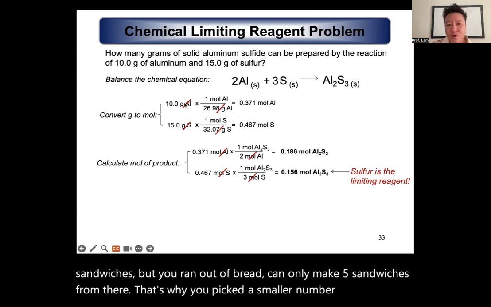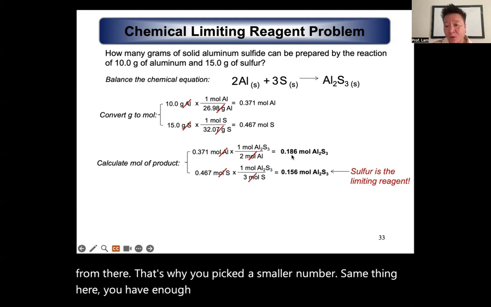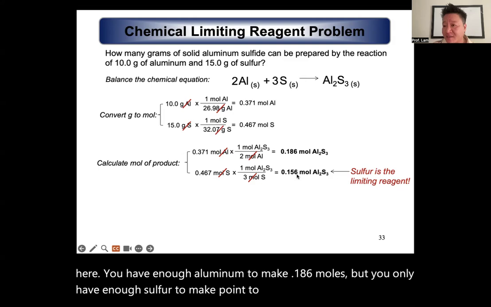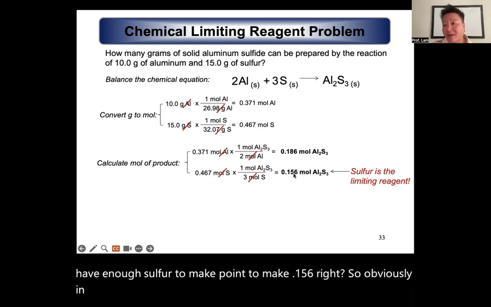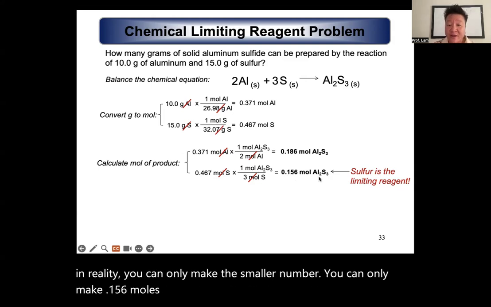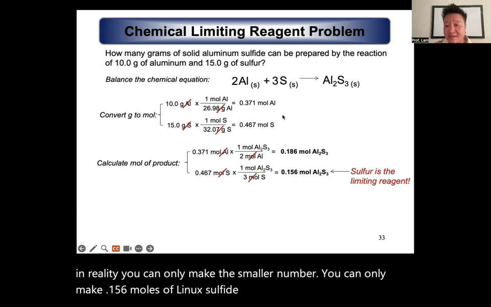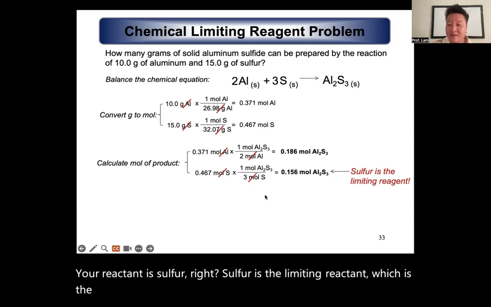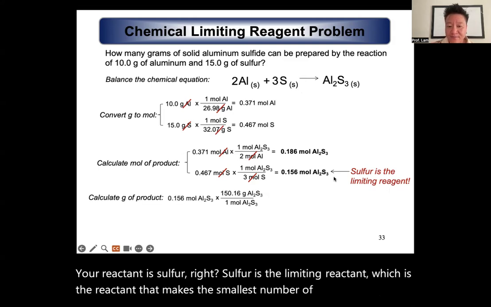Same thing here. You have enough aluminum to make 0.186 moles, but you only have enough sulfur to make 0.156, right? So obviously, in reality, you can only make the smaller number. You can only make 0.156 moles of aluminum sulfide. Therefore, your limiting reactant is sulfur, right? Sulfur is the limiting reactant, which is the reactant that makes the smallest number of products, okay?